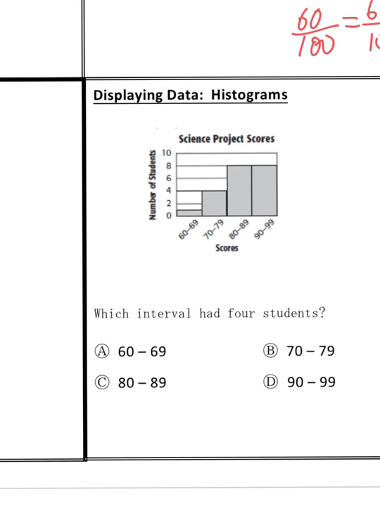All right, last problem, histogram. It says, which interval had 4 students? So the intervals are basically these. 60 to 69 is an interval, 70 to 79, 80 to 89, and 90 to 99. So which one had 4 students? So this is the number of students. If I just go over, I see this interval here has 4 students. So your answer should be 70 to 79, which is B.